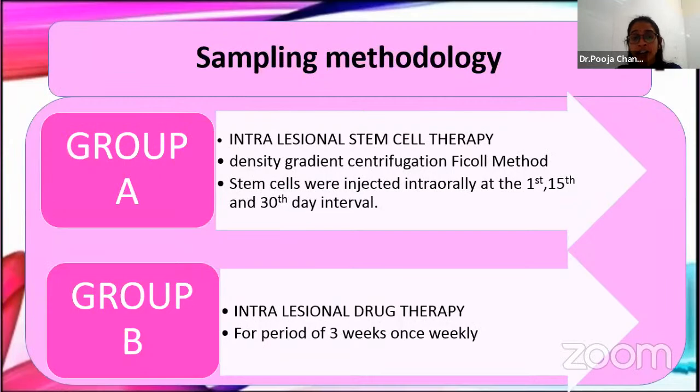So I had divided the subjects into two groups. The sample size was 20. Group A included the intralesional stem cell therapy and group B included the intralesional drug therapy. In group A, that is the stem cell therapy, I used the centrifugation method, and the subjects were injected with stem cells on the first, 15th, and 30th day. Whereas in group B, we used the intralesional drugs, which were given once weekly for 3 weeks.